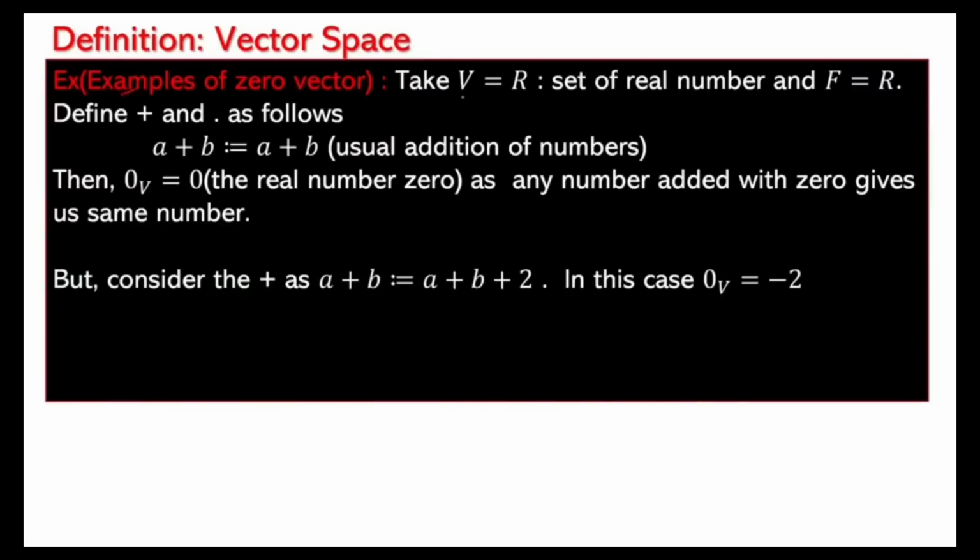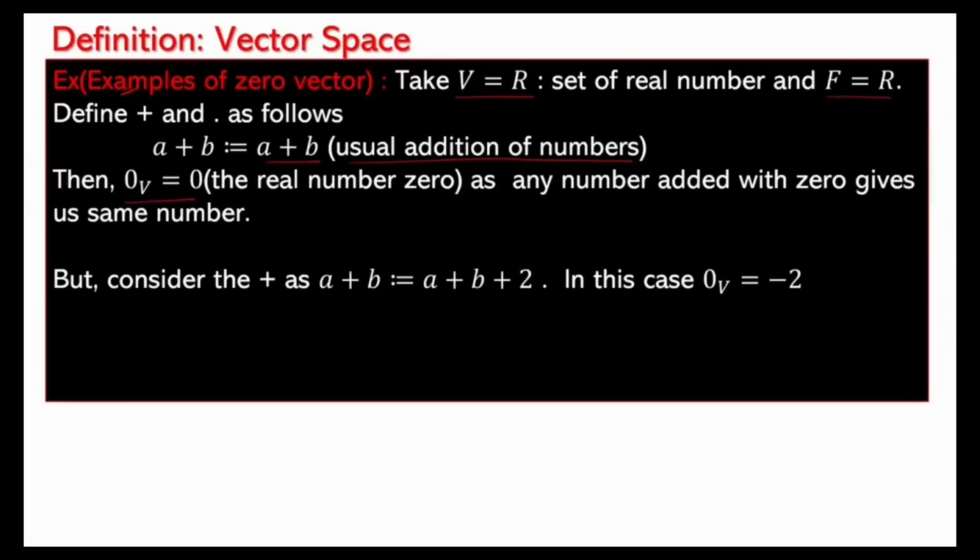Example: we take V equal to R, the set of real numbers, and F is also the real numbers. Then we define A plus B is equal to A plus B, which is the usual addition of numbers. We are not defining anything special. So we just define it as a number, 2 plus 3 equal 5. That way we define the operation.